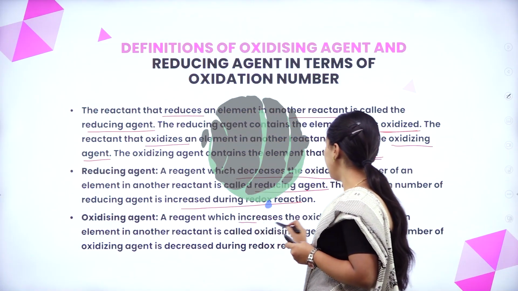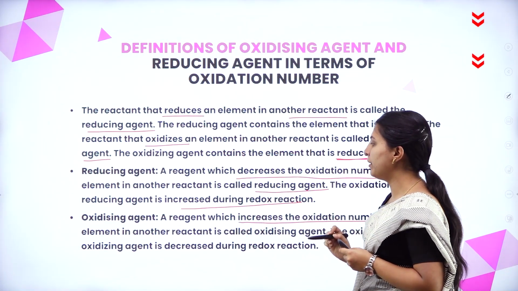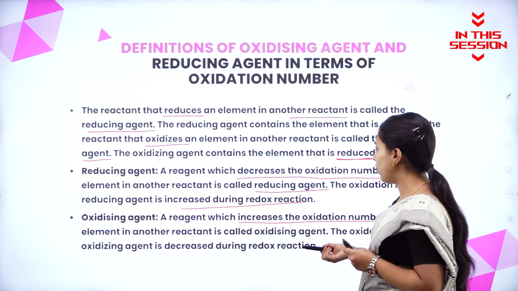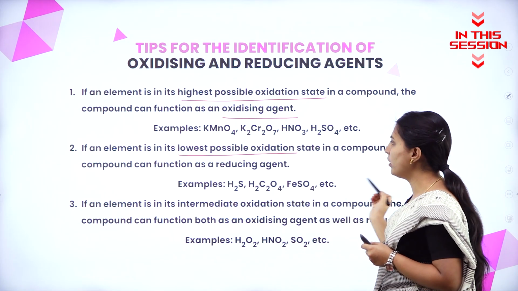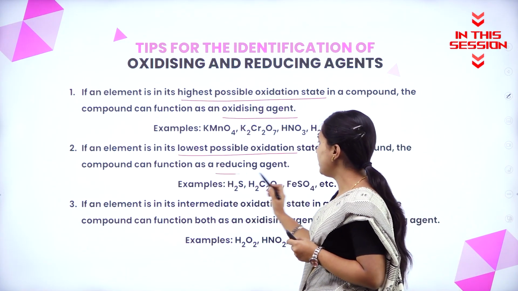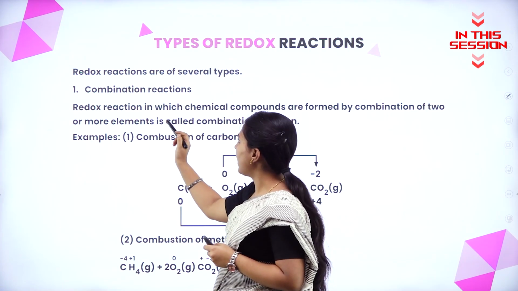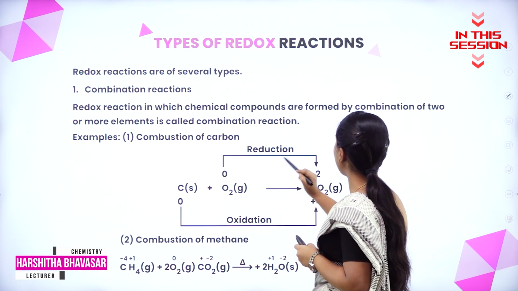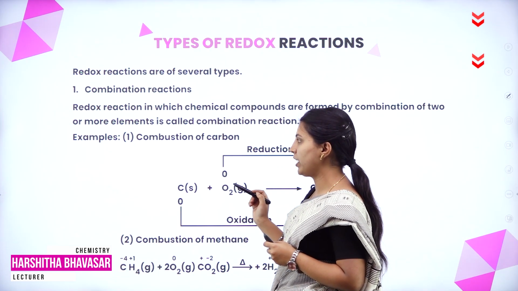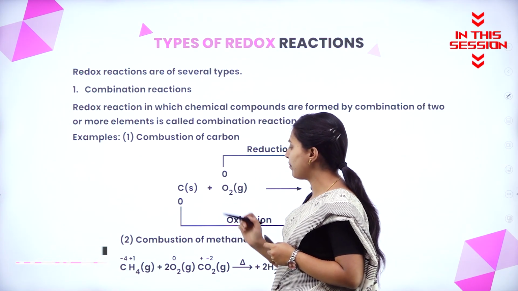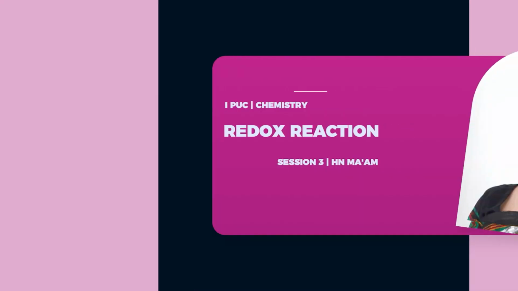A reagent which increases the oxidation number of an element in another reactant is called oxidizing agent. If an element is in its lowest possible oxidation state in a compound, the compound can function as reducing agent. Redox reaction, in which chemical compounds are formed by the combination of two or more elements, is called combination reaction. Example: combustion of carbon, combustion of methane.